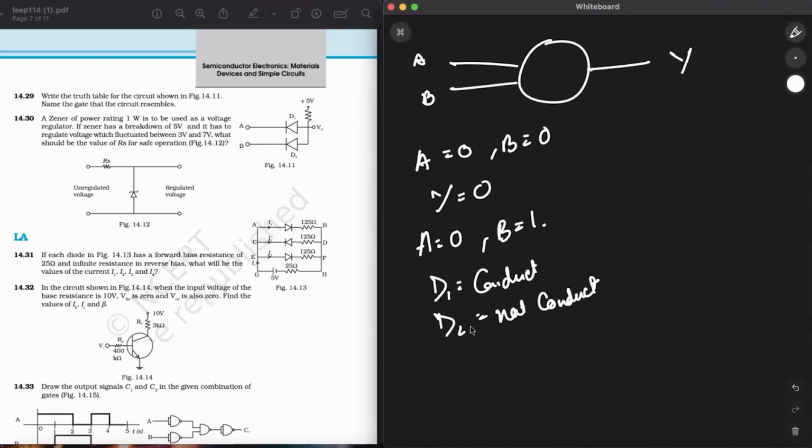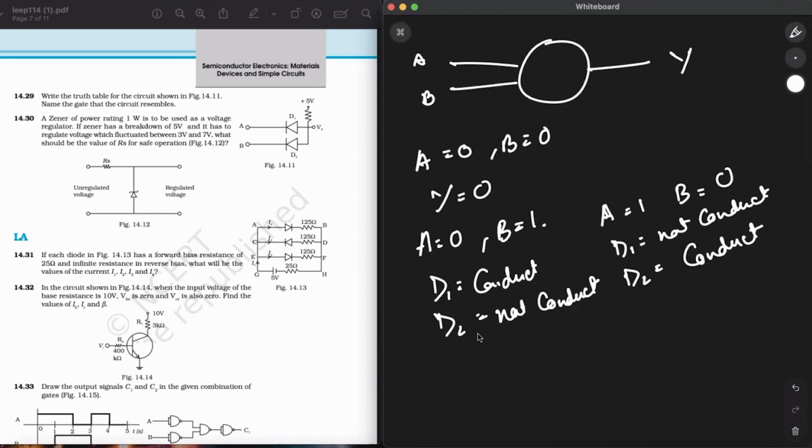Similarly, when A is equal to 1 and B is equal to 0, then D1 will not conduct, whereas D2 is going to conduct. All right. And lastly, when A is equal to 1, B is equal to 1, then what will happen? None of the diodes will conduct. So this forms my truth table.